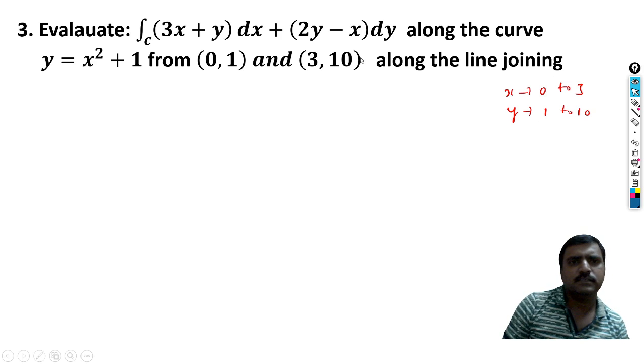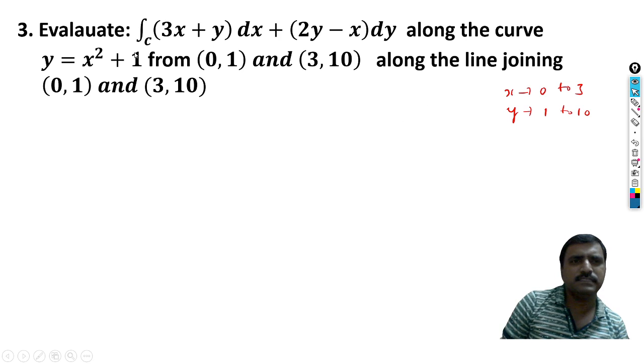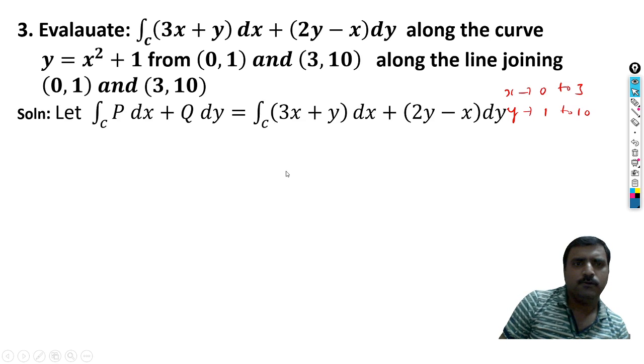Now, it is in two parts. First we need to evaluate this line integral along the curve y equals x square plus 1, and after that we need to evaluate along the line joining the points (0, 1) and (3, 10). In the first case, the given integral is in the form p dx plus q dy.